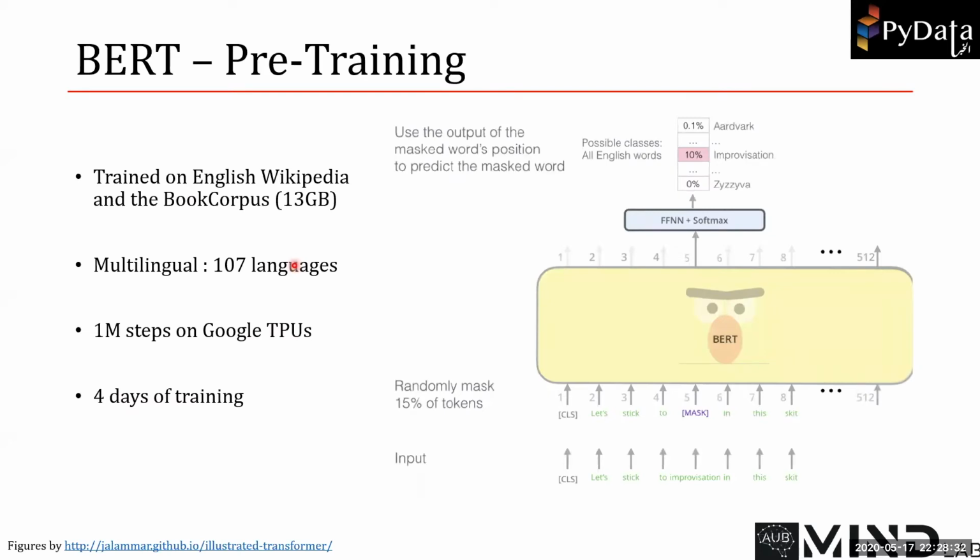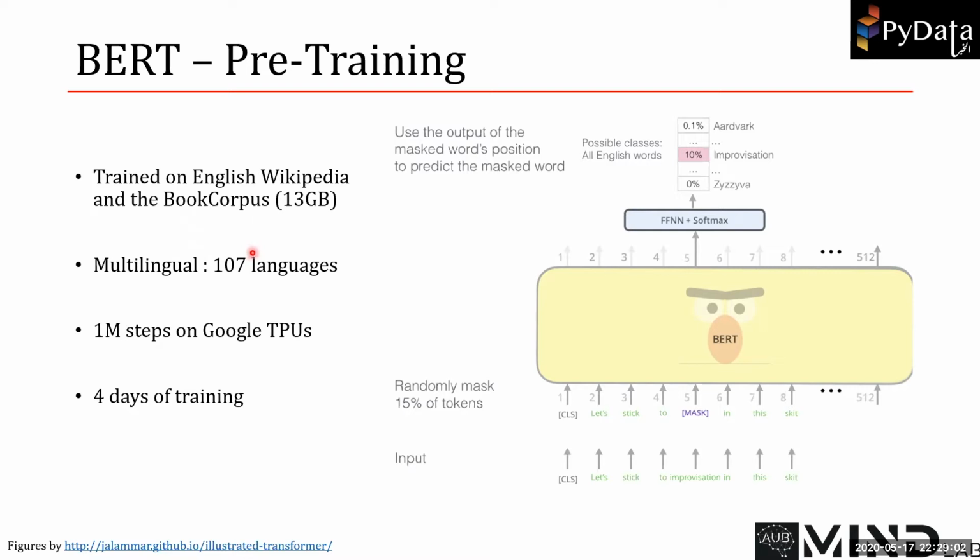So the initial BERT was pre-trained on the English Wikipedia and the book corpus, which is a total of 13 gigabytes of text. And they also released another multilingual model, which was trained on all the Wikipedia for 107 languages, including Arabic. So this, I think, was the first time that we saw some attention to the Arabic language.